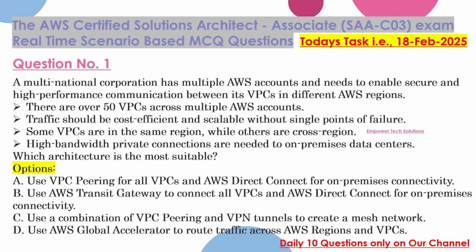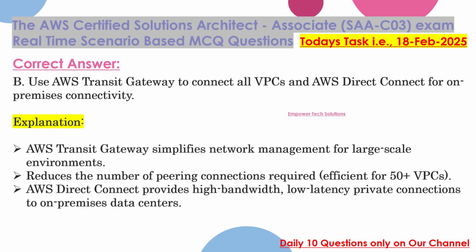C. Use a combination of VPC peering and VPN tunnels to create a mesh network. D. Use AWS Global Accelerator to route traffic across AWS regions and VPCs. Correct answer: B. Use AWS Transit Gateway to connect all VPCs and AWS Direct Connect for on-premises connectivity.